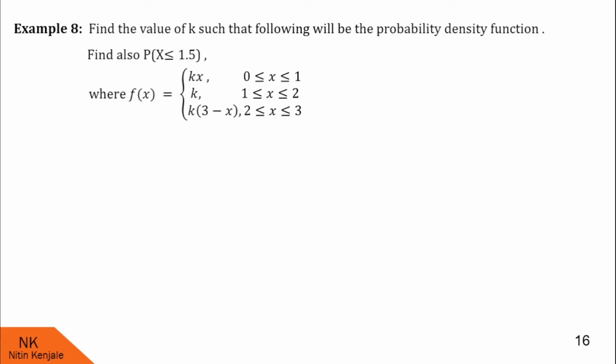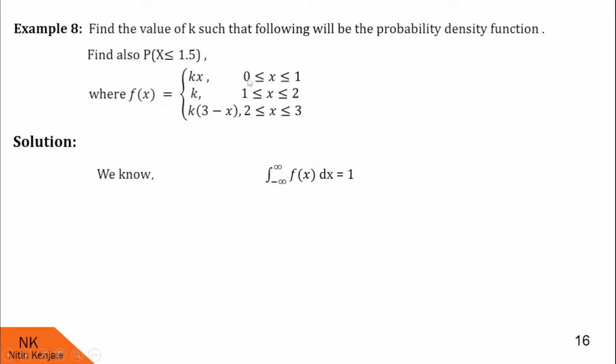According to the definition of PDF, we know f of x can be PDF only if it satisfies two conditions. First says f of x should be greater than or equal to 0, and second says integral of f of x dx over the limit minus infinity to infinity is equal to 1. Now using these two conditions, we will find value of unknown k. So let us take first condition, integral of f of x dx over the limit minus infinity to infinity equal to 1.